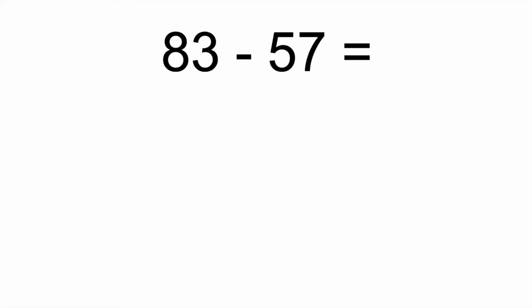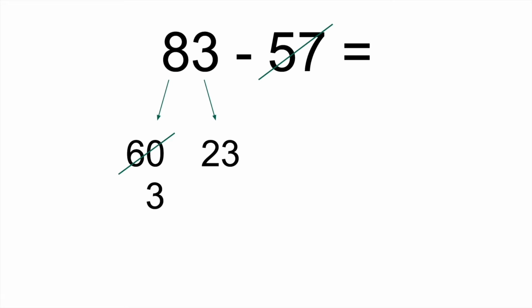We can also use this idea of friendly numbers with children. So if we're subtracting 57 from 83, perhaps it's valuable to see 83 broken down into 60 and 23, because 57 is so close to 60 that it's something that we can subtract mentally, leaving us with 23 and 3, which is clearly 26.